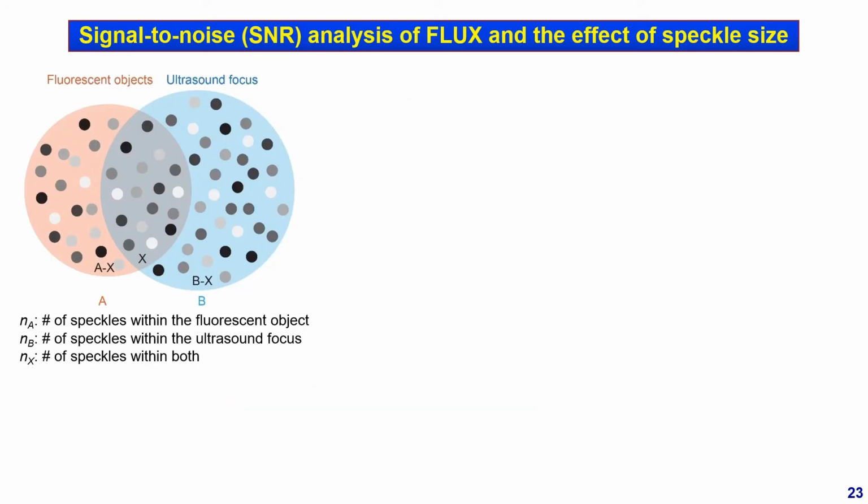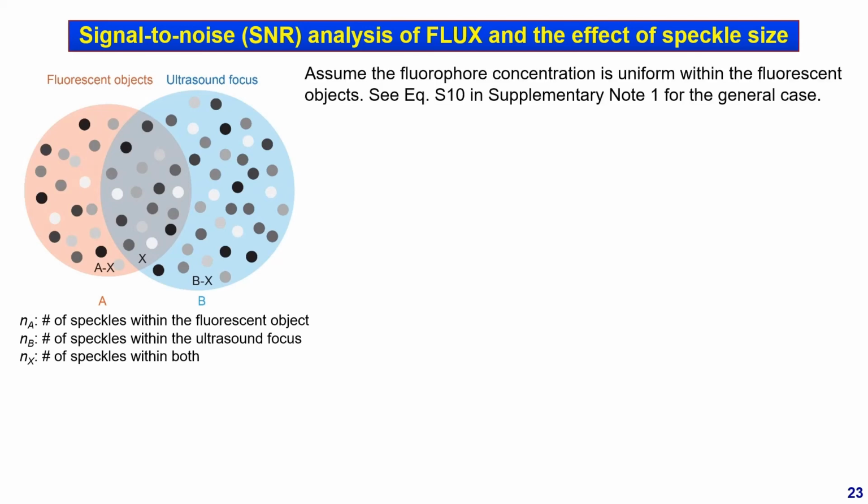Here, A denotes the fluorescent object shown in pink, and B denotes the ultrasound focus shown in blue. Their overlapped region is denoted by X. Each small circle is a speckle grain. NA, NB, and NX denote the number of speckle grains within each region. For simplicity, in the following analysis, we assume that the fluorophore concentration is uniform within the fluorescent objects. For the more general case, please see our supplementary note 1.